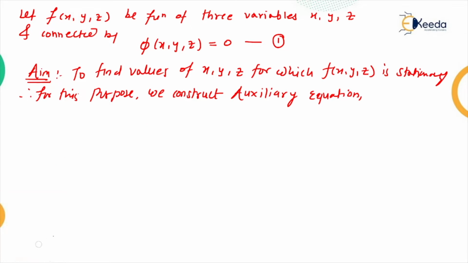This is a very easy part to remember. The auxiliary equation is given by f of x y z plus lambda into phi of x comma y comma z equals 0. That function is called the auxiliary equation. For reference, we call this equation number 2.